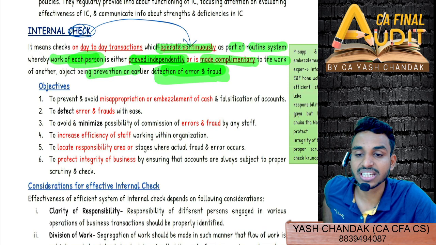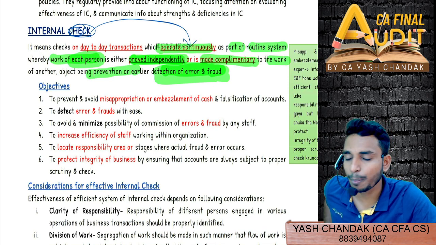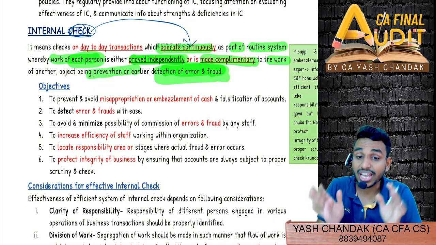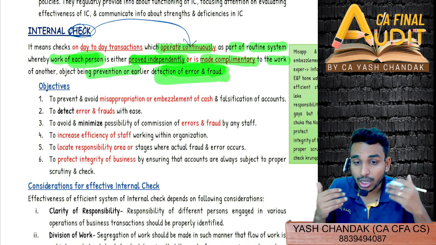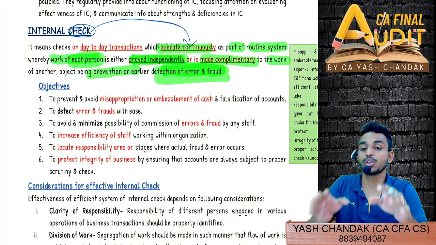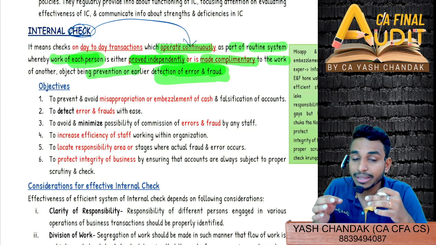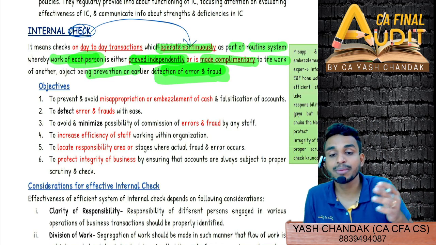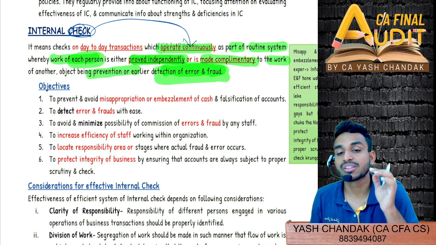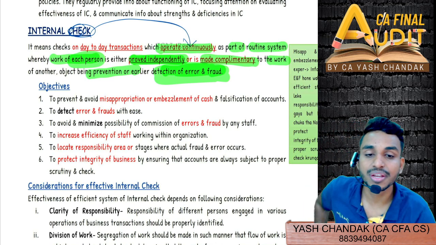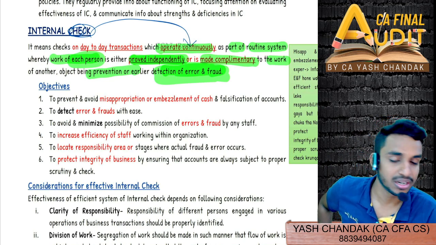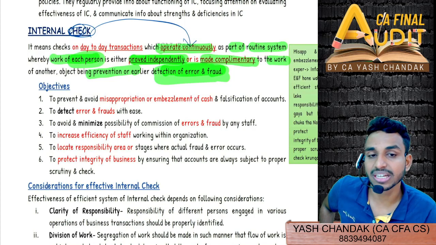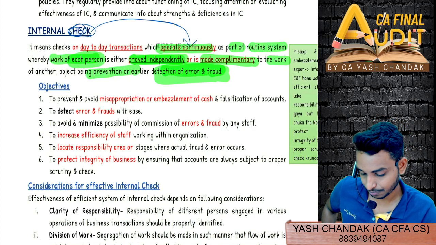Are you getting the internal check? It's a check on day-to-day transactions which operate continuously. So the check on those transactions as a part of routine system whereby your work will be either independently proved or made complementary to other persons, such that the errors and frauds are prevented and detected. I hope everyone got the definition at least.